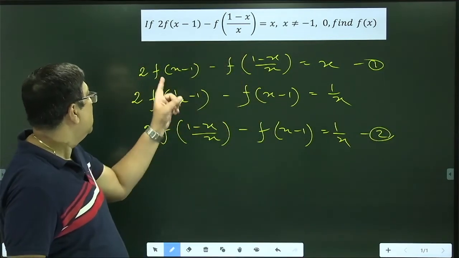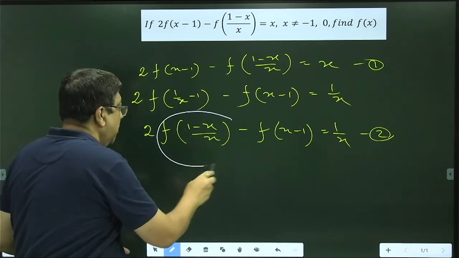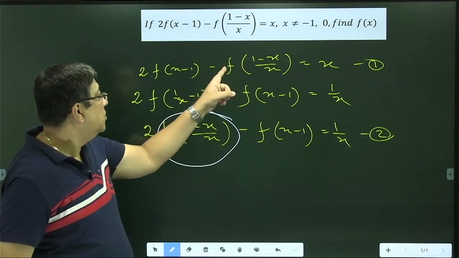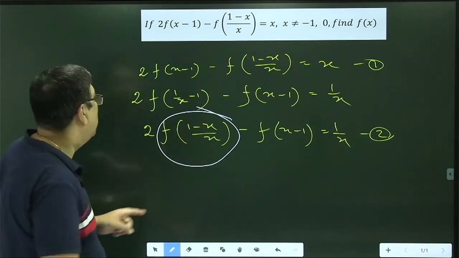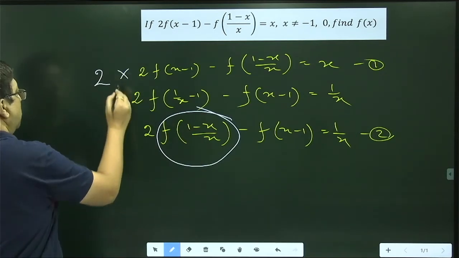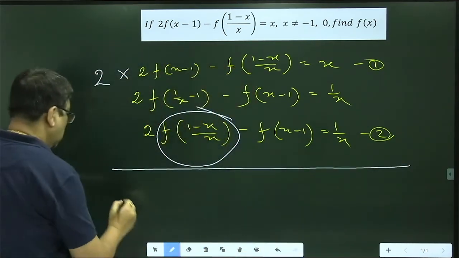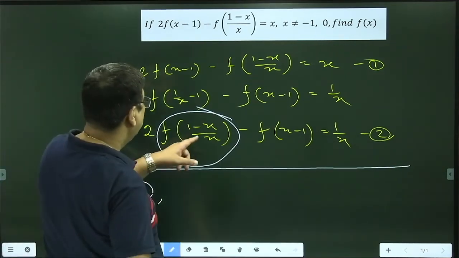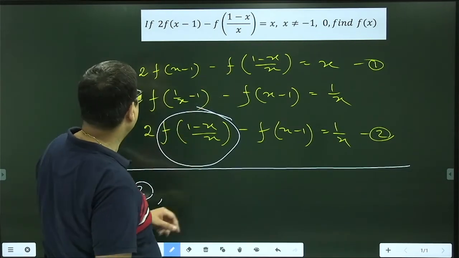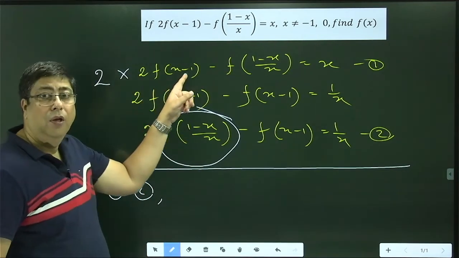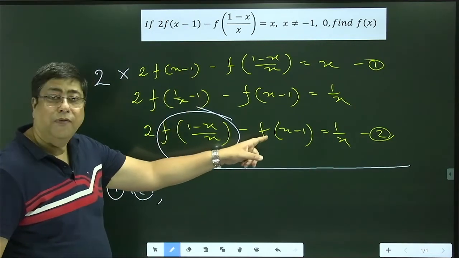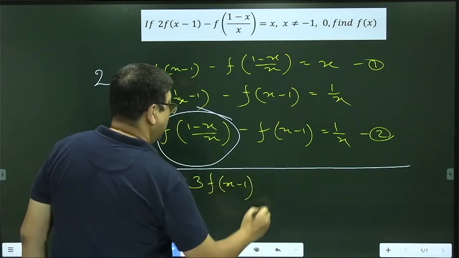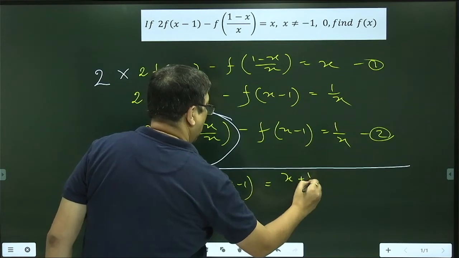Just see everyone, here we have to eliminate this portion. So the coefficient of f of this part is 1 and this is 2. So we have to multiply here by 2. And if I add 1 and 2, we see that this portion and this portion are getting cancelled. So this is 4 f of x minus 1 minus f of x minus 1. This is coming to be 3 f of x minus 1, and here it is x plus 1 by x.